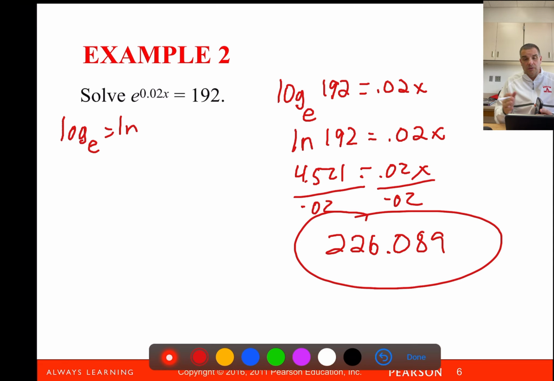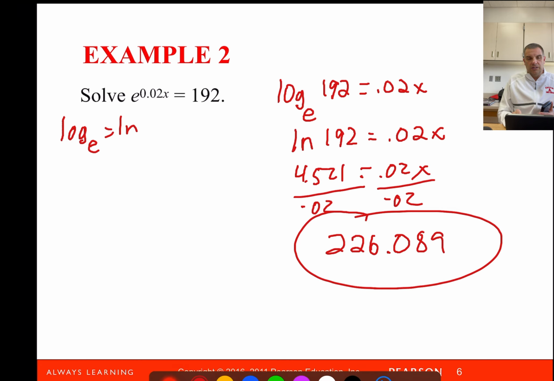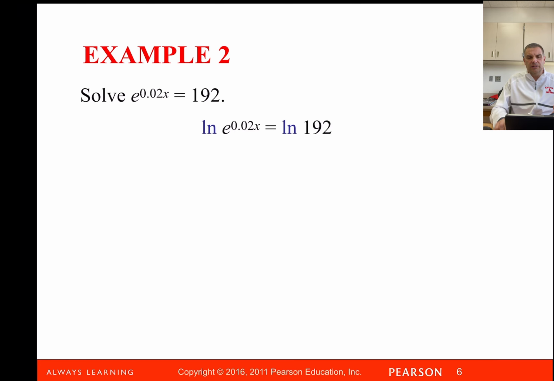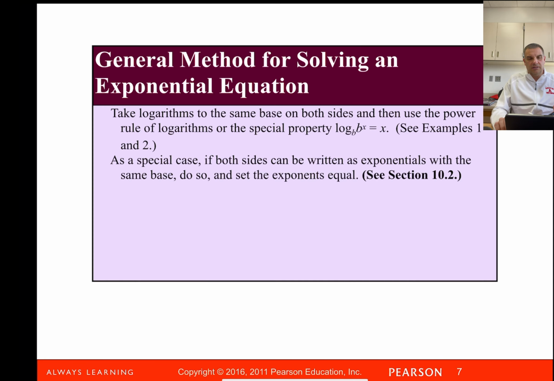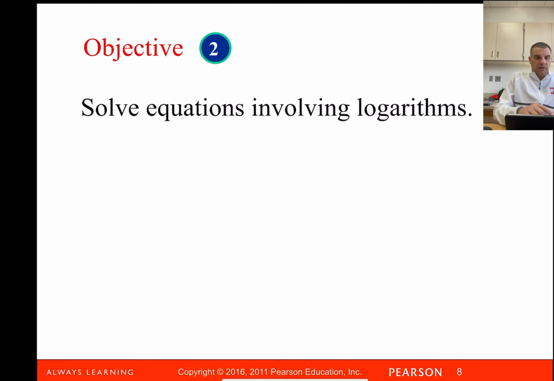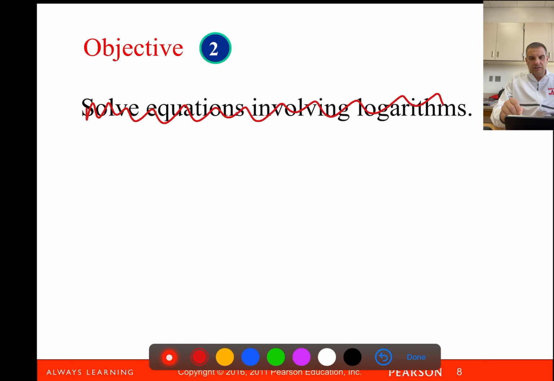Exponential form, write it in logarithmic form in order to do these. Okay, and again, they're going to do it a little bit differently than I do, but that's okay. It's approximately the same answer. So we're going to do a couple more of those before we go on to the next objective. Obviously, 2 is probably not enough. So let's look at a few more.